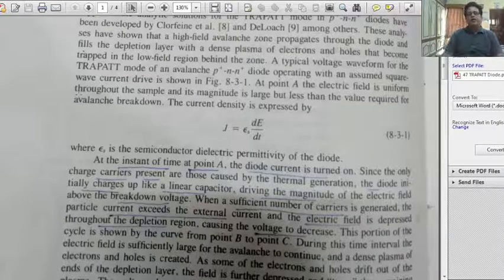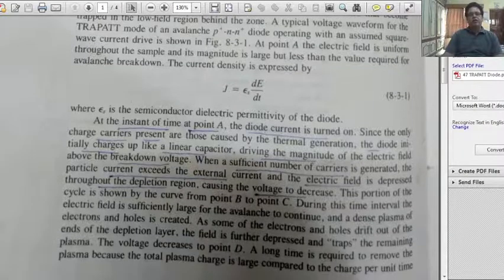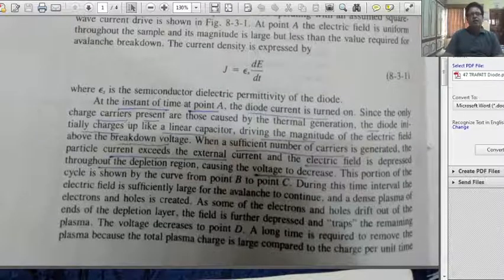The current density is expressed by J = ε_s dE/dt, where ε_s is the semiconductor dielectric permittivity of the diode.